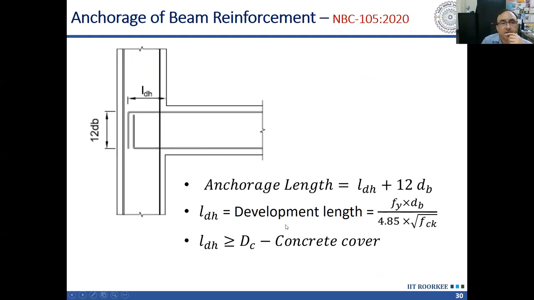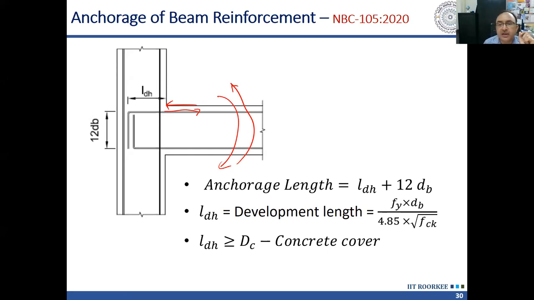Then anchorage of the longitudinal reinforcement of the beam into the column is also a big problem, because when it is subjected to bending moment like this, the reinforcement will try to slip, and it is cyclic loading. So in the next cycle, the direction will change, and again several cycles will be applied there. So slowly, this bar will try to come out. So this bar should be properly anchored into the column.